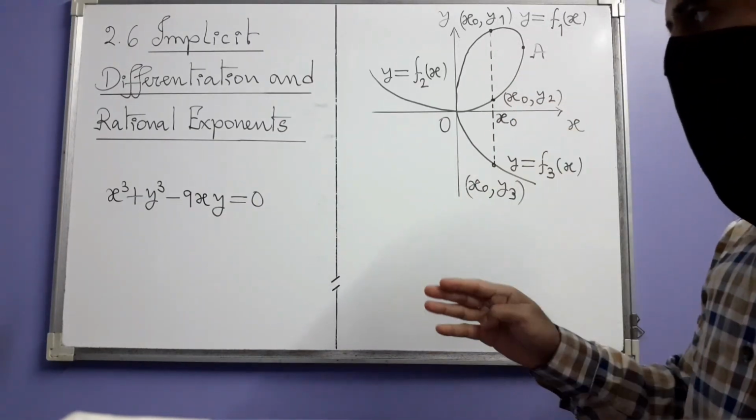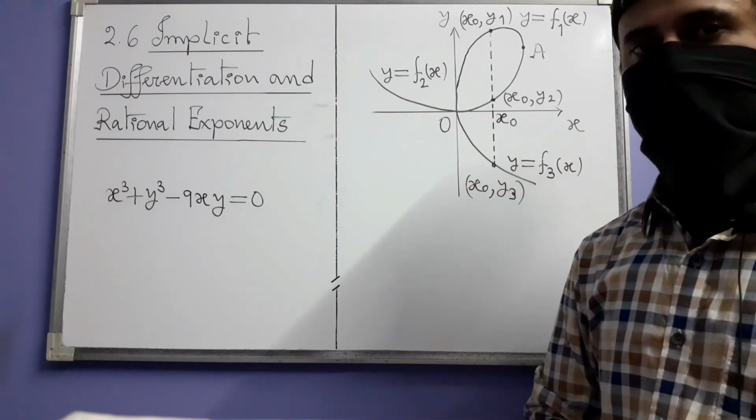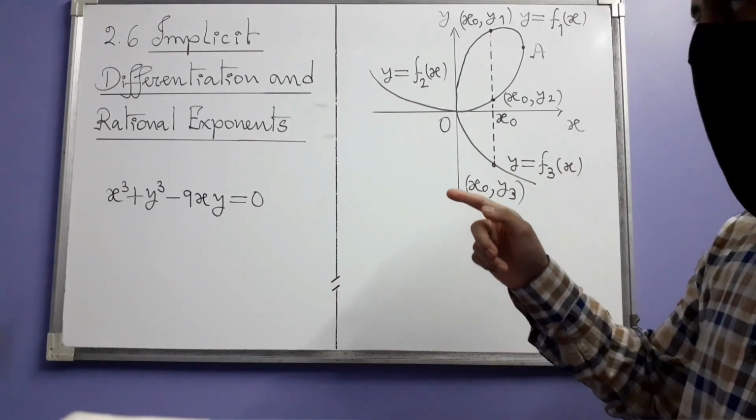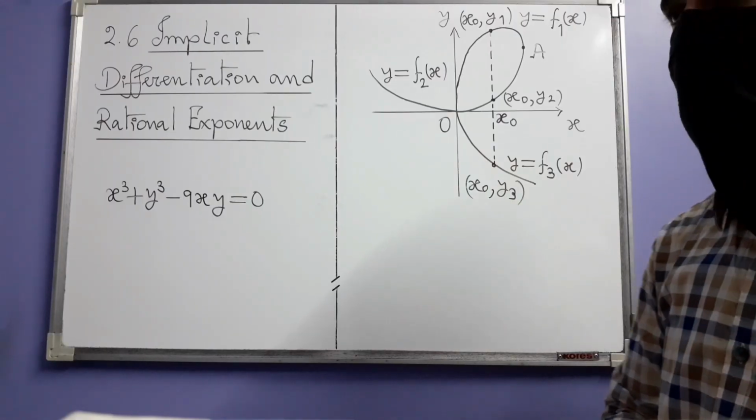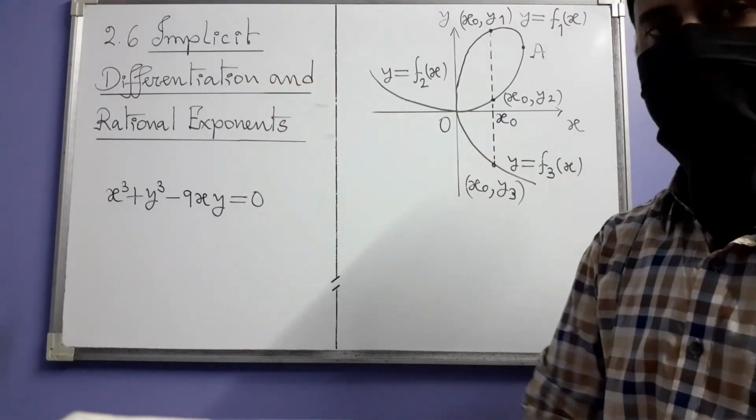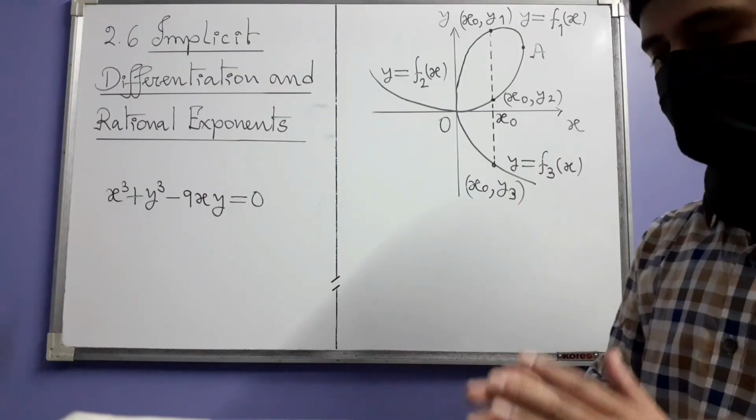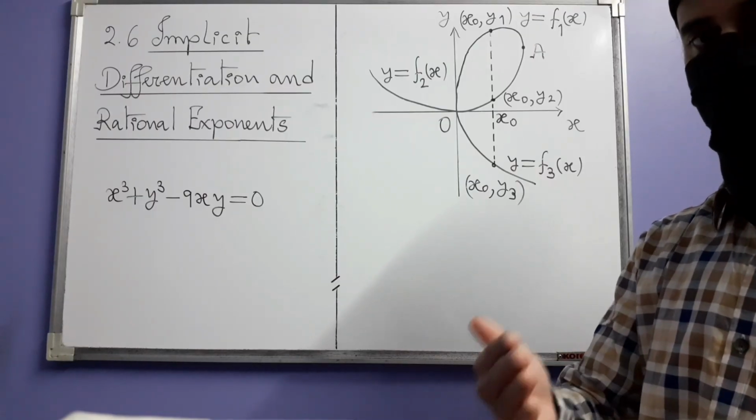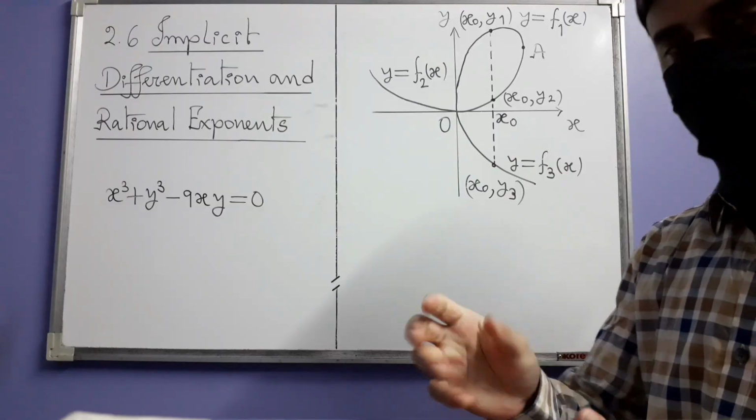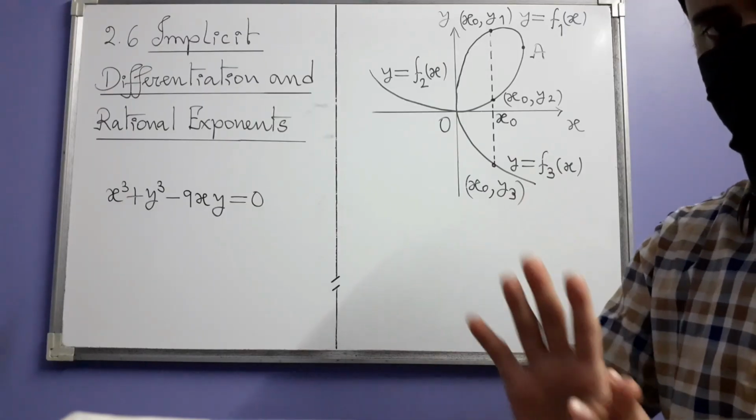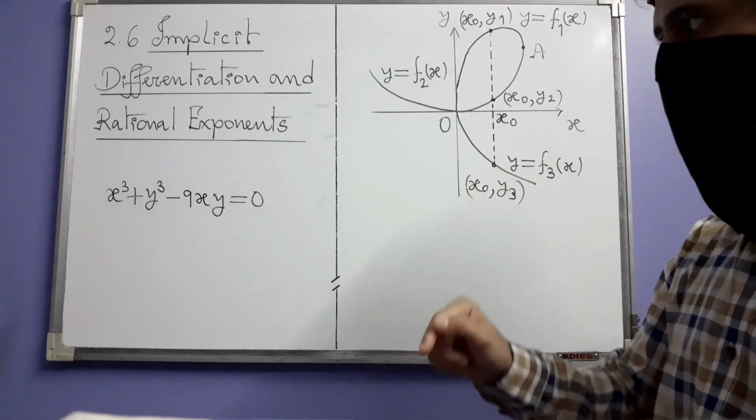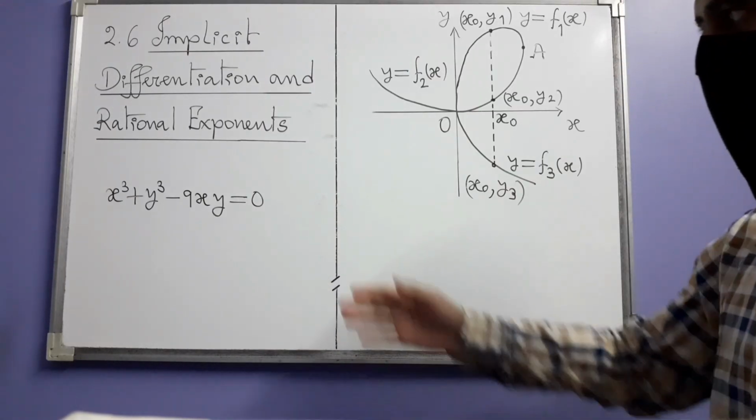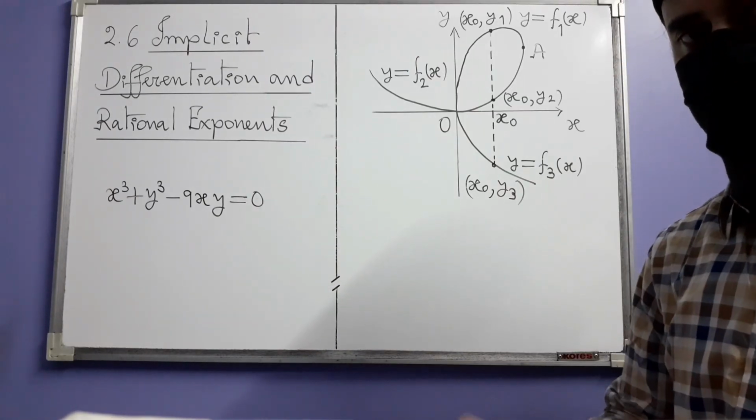So this process of finding dy/dx from a given equation like this without knowing what the underlying function is is called implicit differentiation. What we normally do is we are given a function, we know what function we are dealing with, and then we differentiate it. That is explicit differentiation. This is implicit because the function is hidden inside the equation. So let us now do it for this equation and let's see what we get.